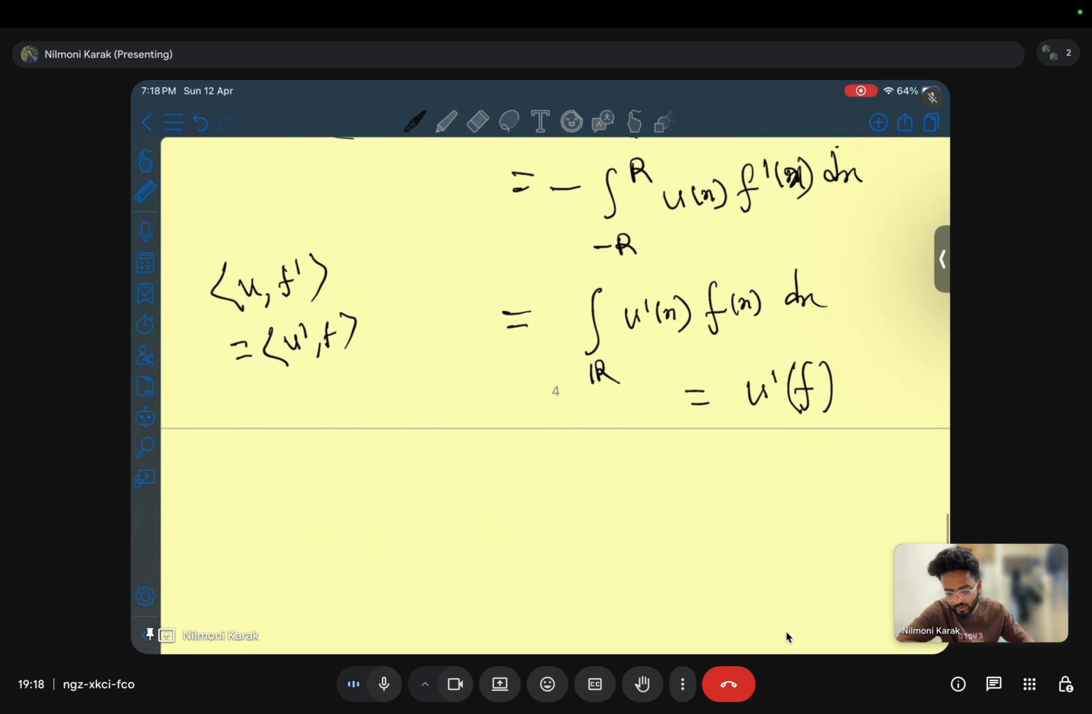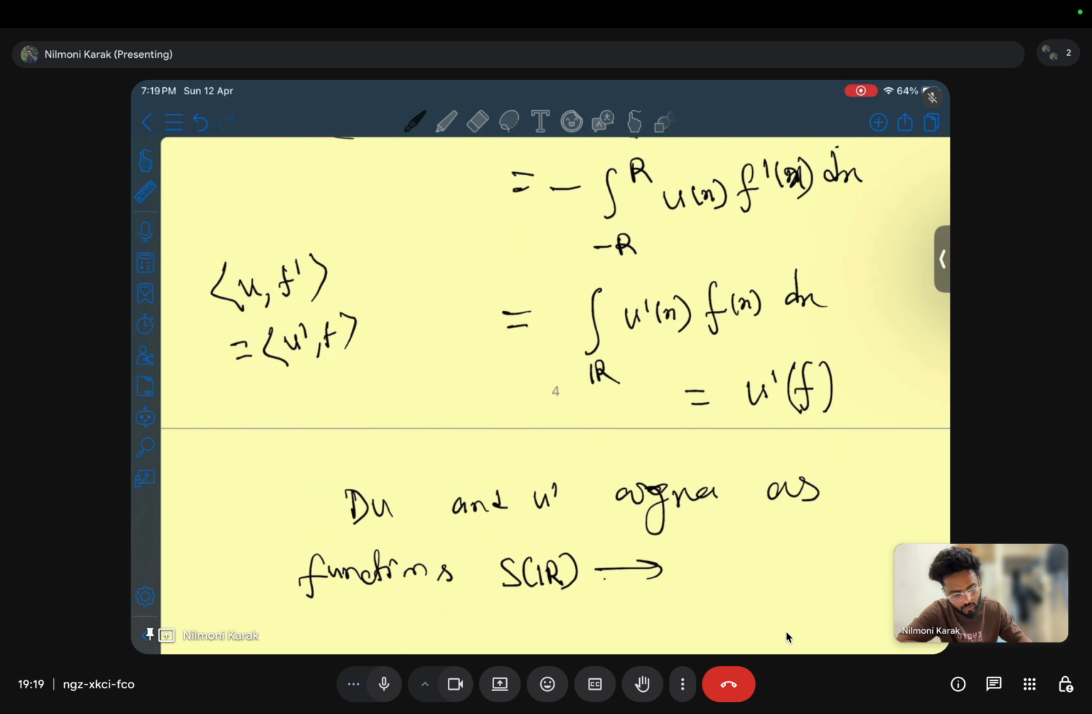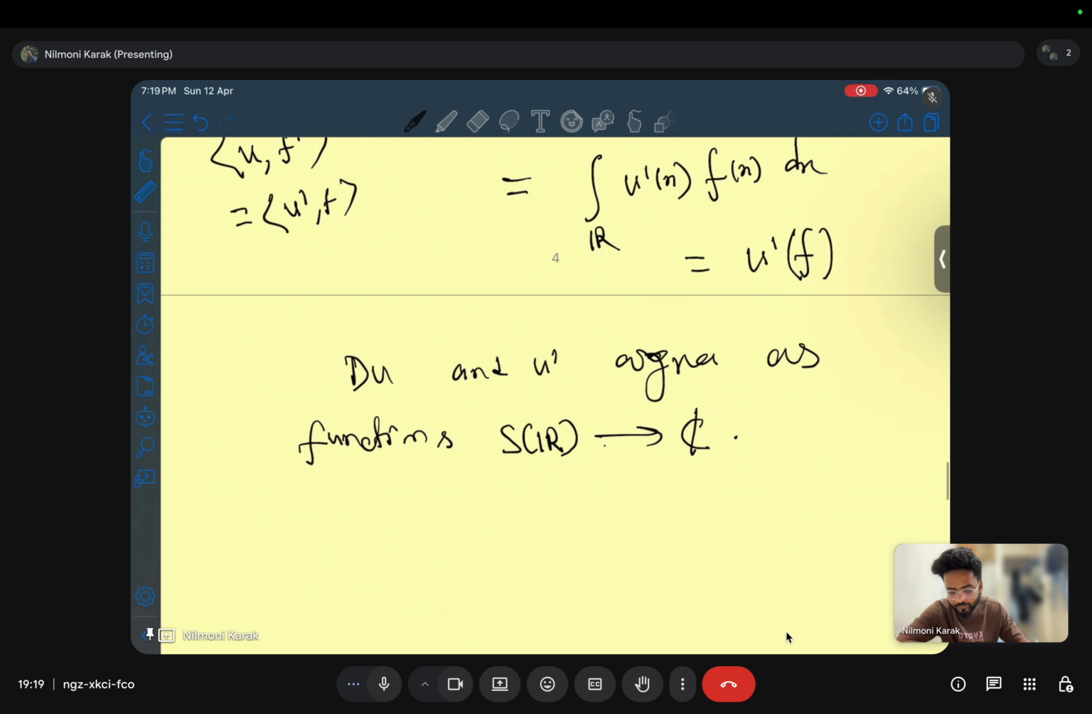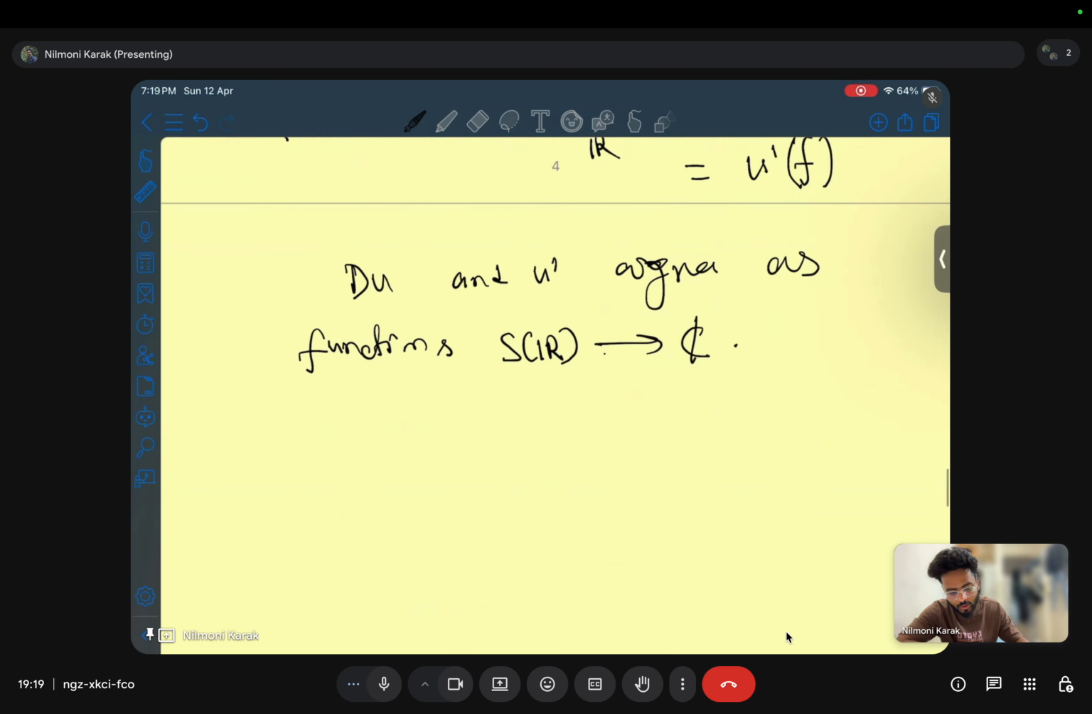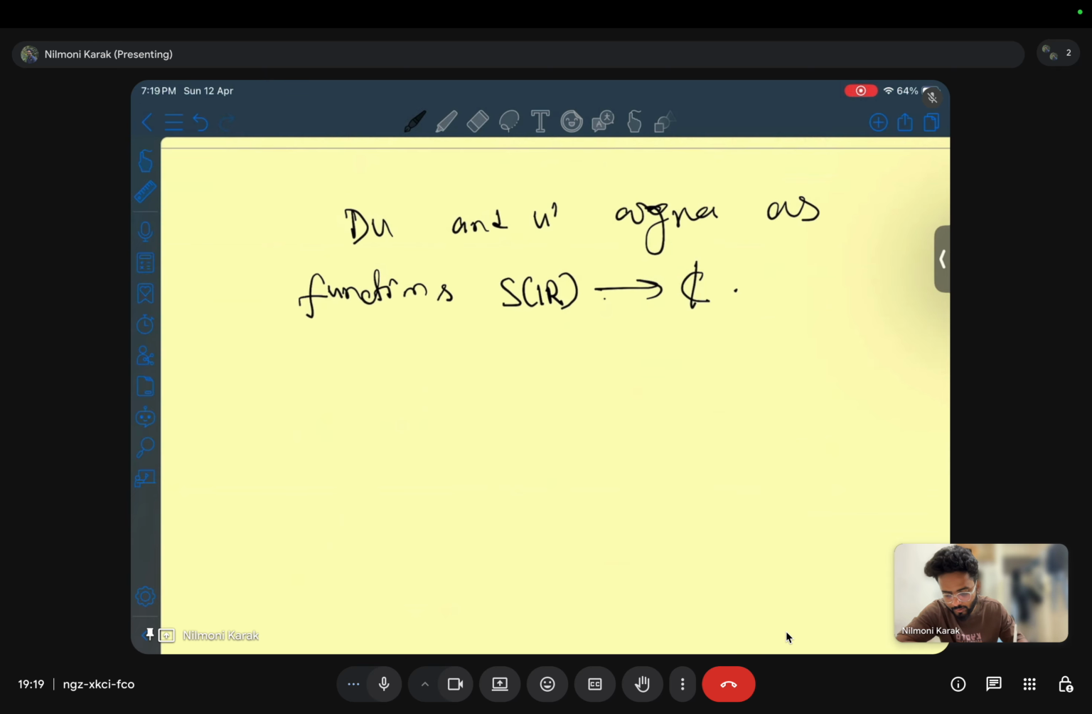So this du and u dash agree as functions from S_R to C. Okay, let us see one example.